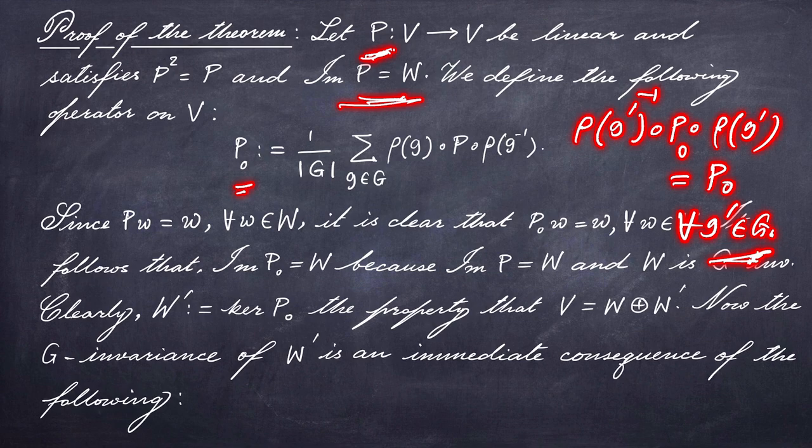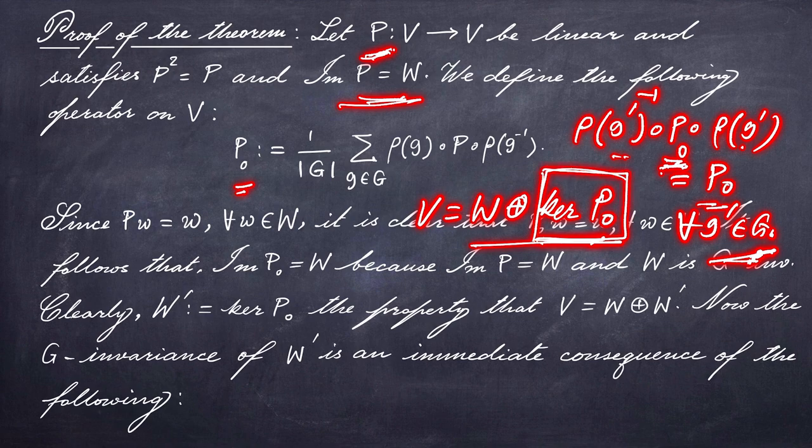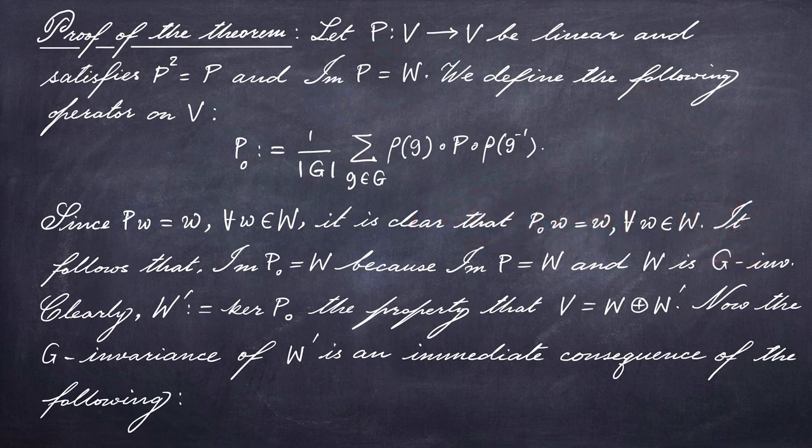Once we do that, we see the proof is over, because this projection operator P naught has the same image W, so then we can write V to be W plus kernel P naught. We can write V like this, and as we are already convinced that if the projection operator is invariant under all conjugations, then this subspace will also become G invariant. So now our task is to define the appropriate P naught.